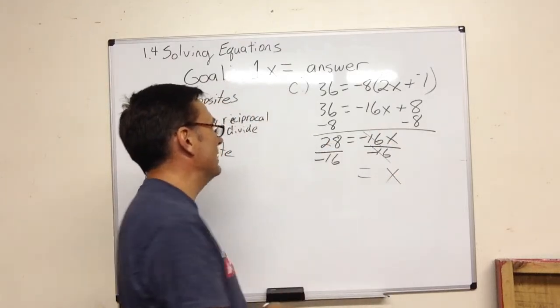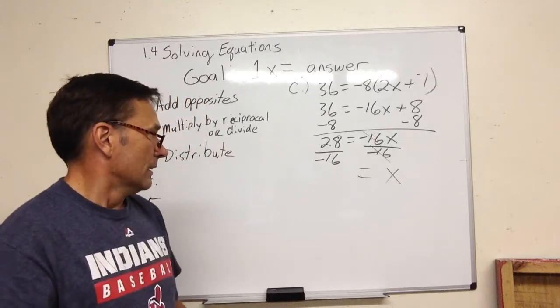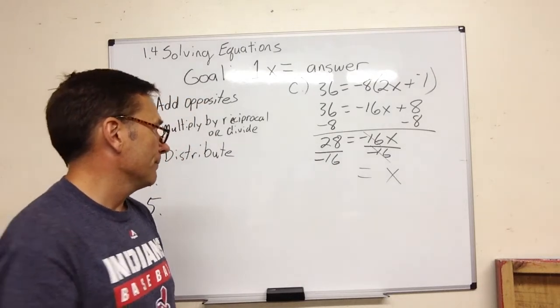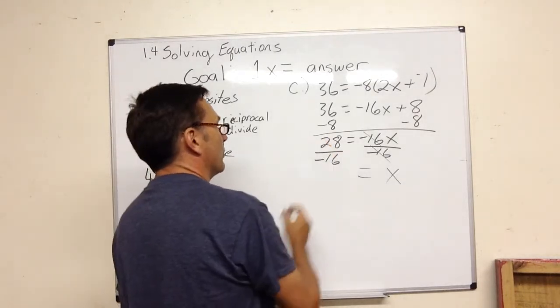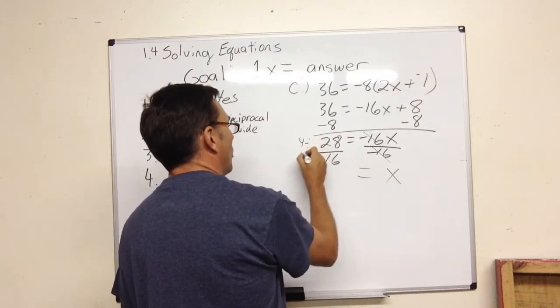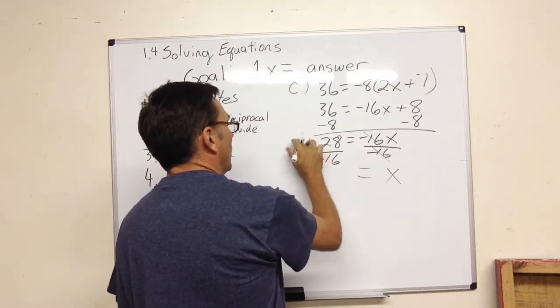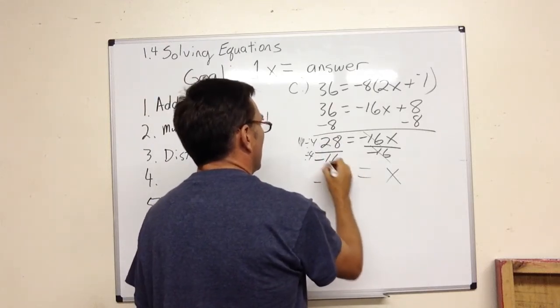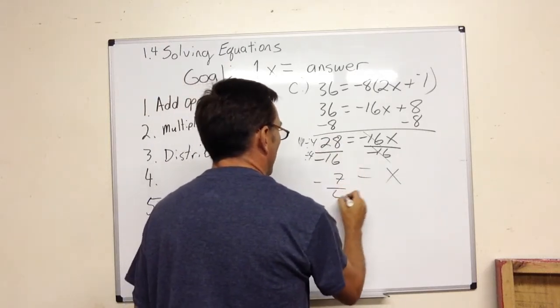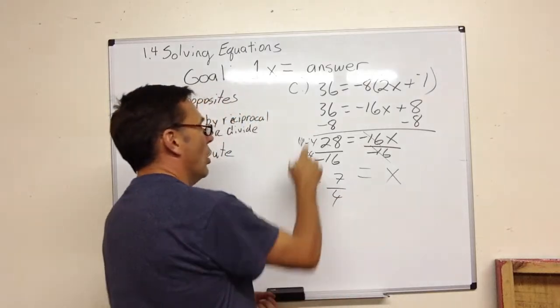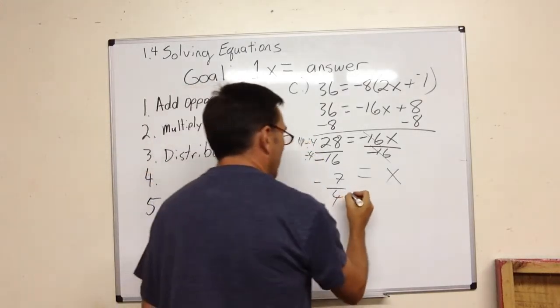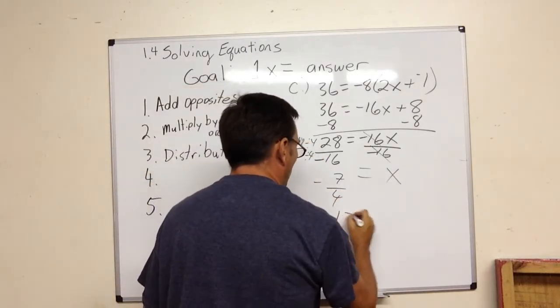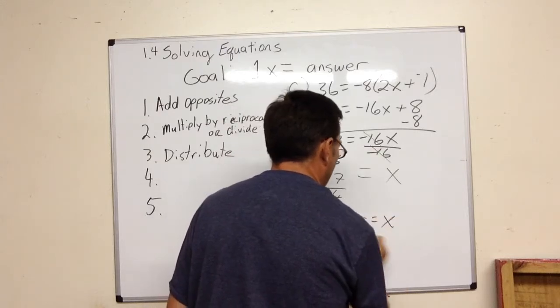Now 28 divided by negative 16, we can reduce it. I know 4 goes into both of these, so I can divide both of them by 4. 28 divided by 4 is 7. 16 divided by 4 is 4, so it's negative 7/4. Or if you use your calculator, it will be negative 1.75.